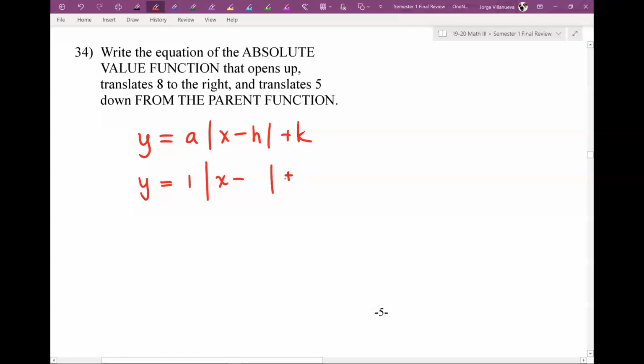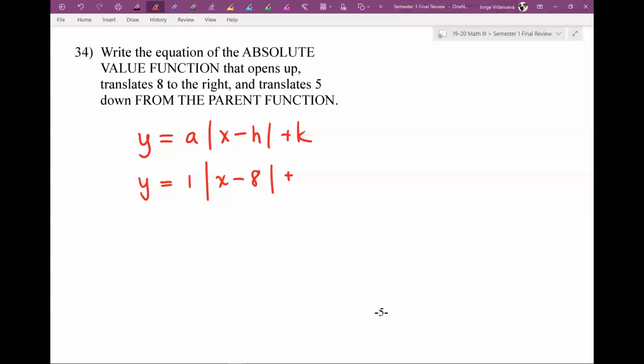It says it translates 8 to the right. If it goes to the right, that means the number inside of the parentheses should be negative. You're going to put an 8 right there. If it goes right, it should say minus 8. And that should be in your notes, guys. If it goes left, it should say plus a number. If it goes right, it should say minus a number.